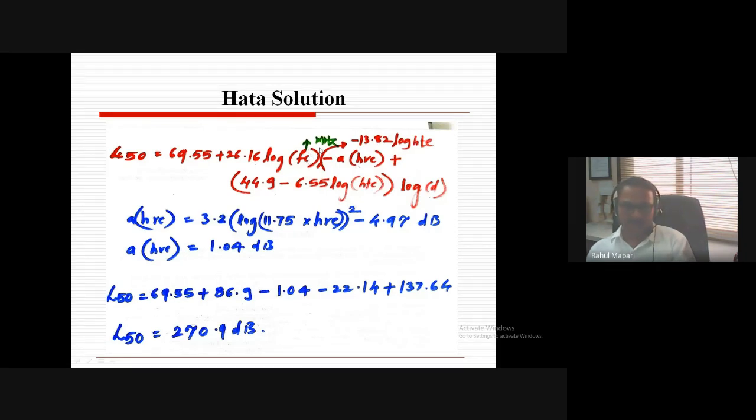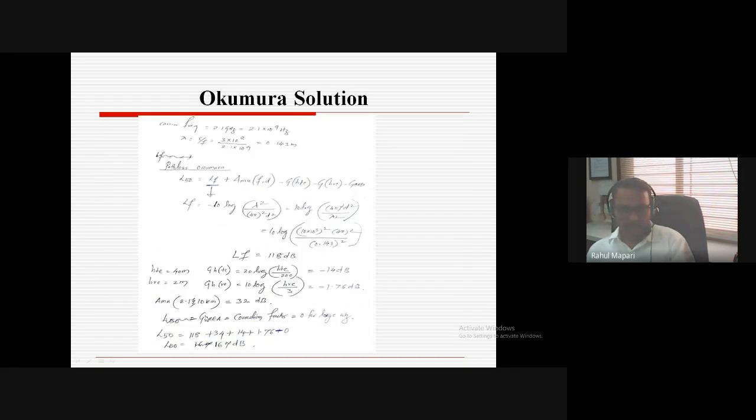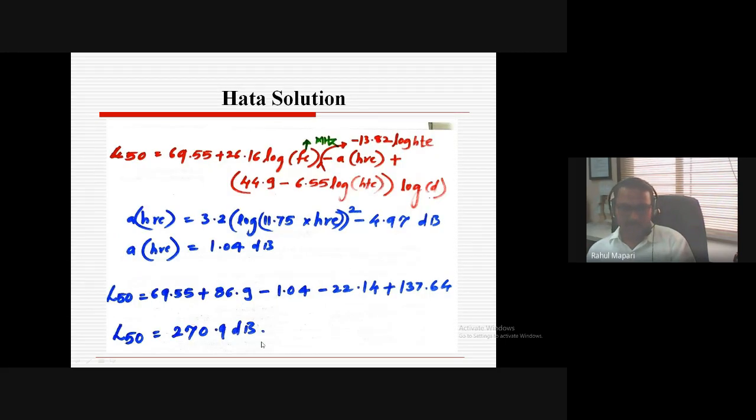FC in megahertz, you consider here FC in megahertz. By putting all these values in the Hata model, you will get the median loss is equal to 270.9 dB. In the Okumura model, it is 167 dB. In the Hata model, it is 270.9 dB.